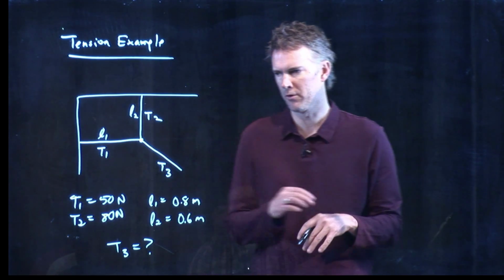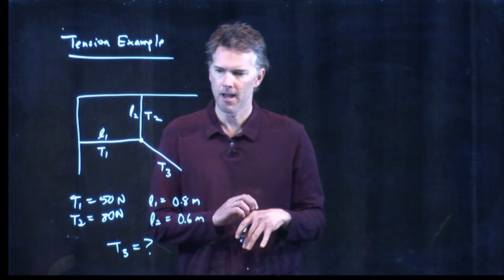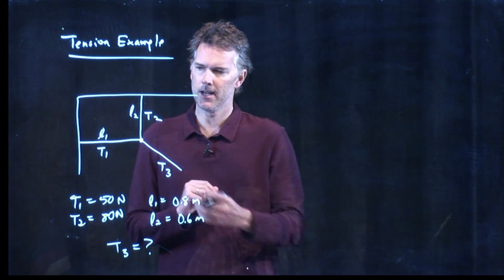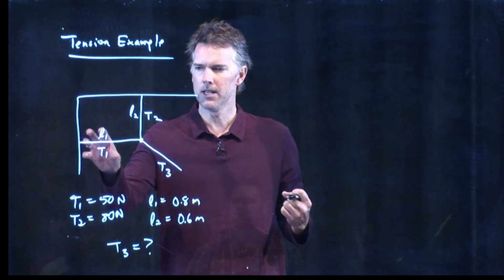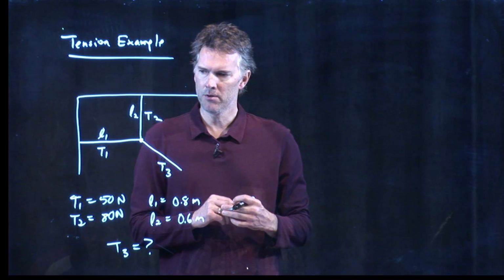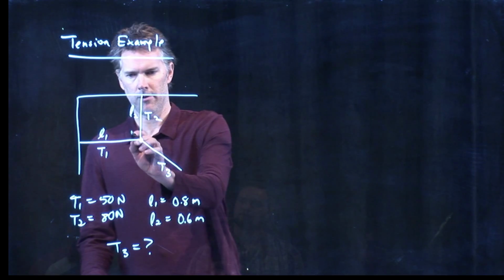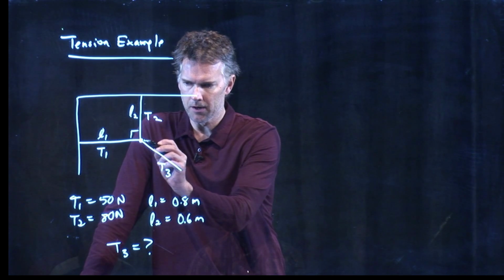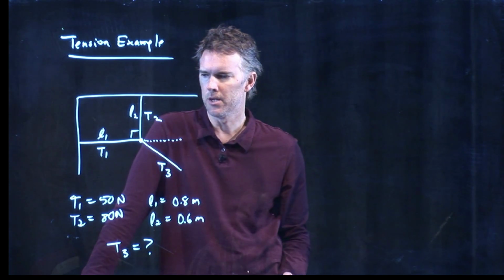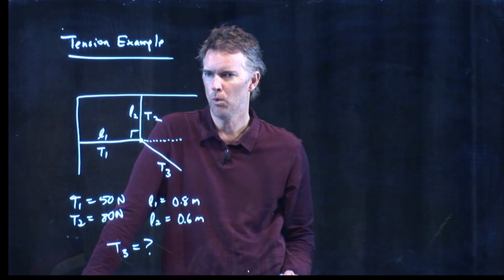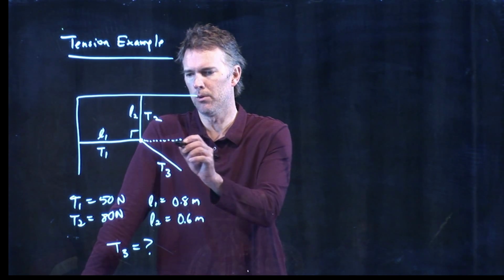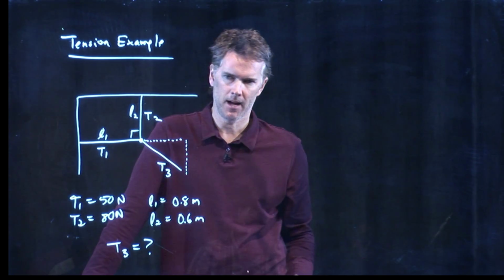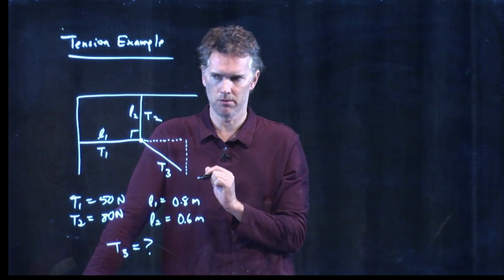Okay, so the whole system is, of course, at rest. And if we think about the tension T3, tension T3 has to counteract T1 and T2. But those are orthogonal to each other. They're at a right angle to each other. And so the horizontal component here of T3 has to be exactly equal to T1. And the vertical component of T3 has to be exactly equal to T2.